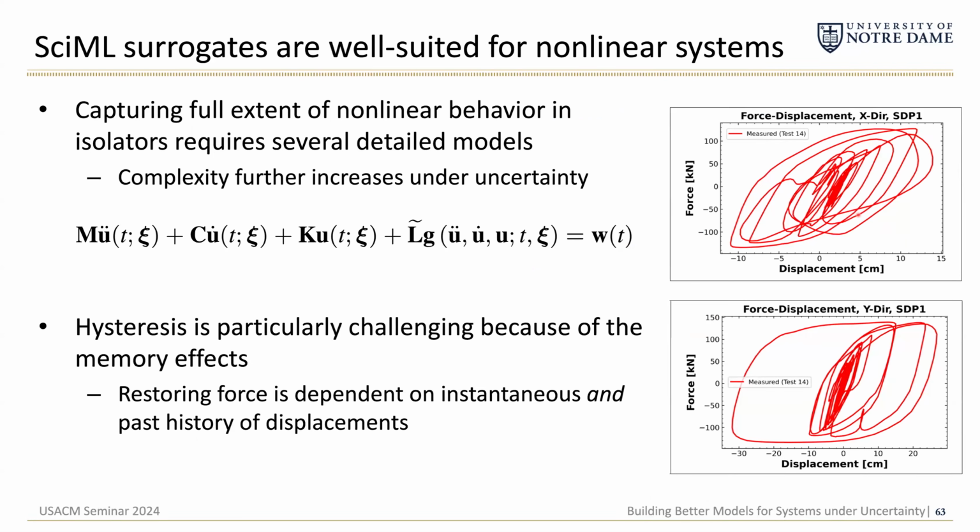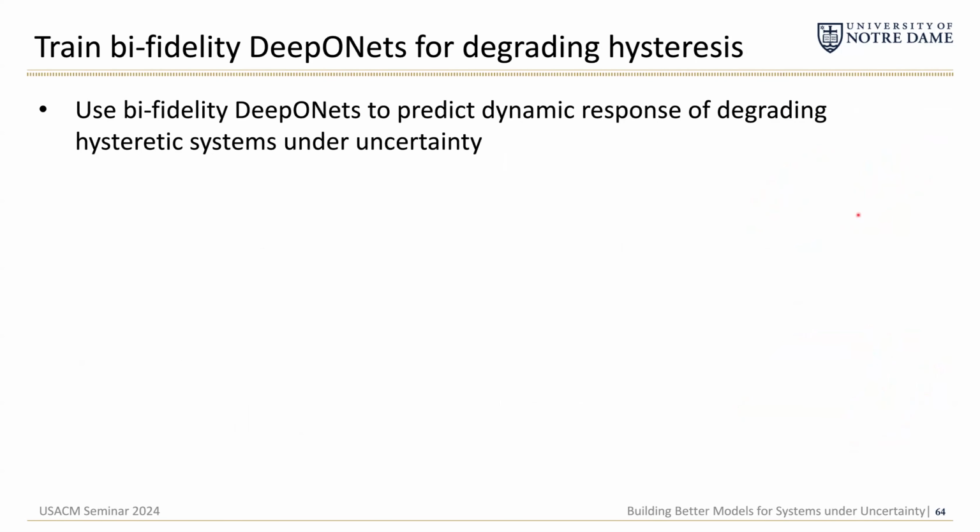And hysteresis in particular forms a very challenging form of nonlinearity because of the memory effects, because you need both instantaneous and your history of past displacements. And so what we wanted to look at was training this bi-fidelity DeepONet for a degrading hysteretic system. I think it's pretty clear why I'm interested at this point in degrading hysteretic systems, especially those under uncertainty.